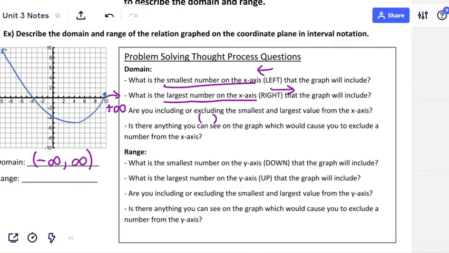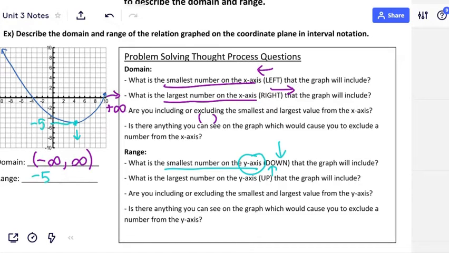I'm going to consider the same thought process, but now I'm looking down and up. So what's the smallest number on the y-axis as I look down? This is where my graph is going down. But this is the smallest value right here. And I want to know what is the smallest value on the y-axis. So that point is my lowest point. It doesn't go anywhere beyond that. So my smallest value is -5.